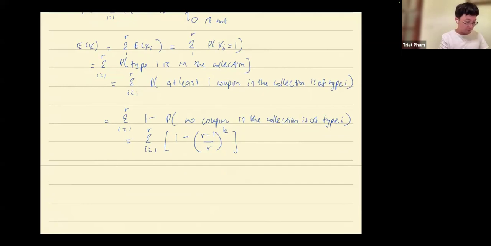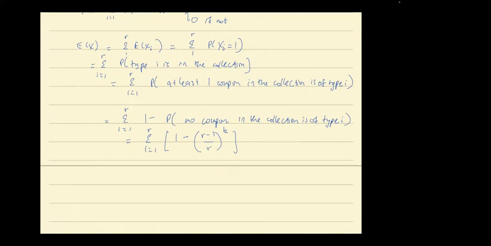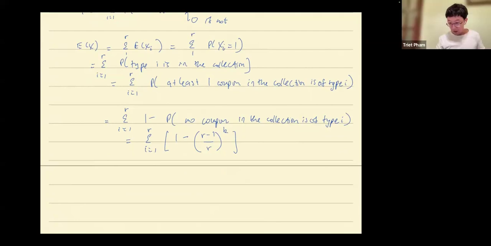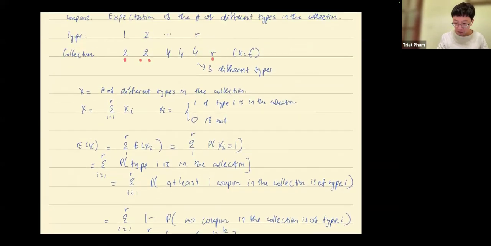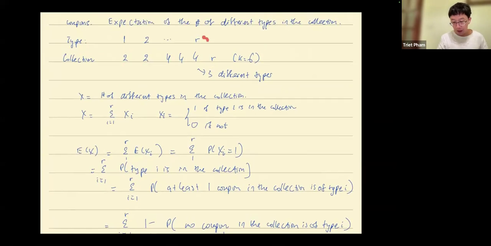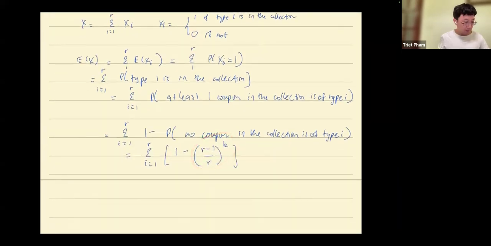Any question about this? Wait, where did you get the (R minus 1)/R to the k? So there's a type right there, right? So let's say no coupon in the collection can be of type 1. That means it can be any type other than 1, right? So the probability of that happening, let's say for the first coupon, is (R minus 1)/R, because there are R types, and then R minus 1 over R, and so on and so forth. And then these are independent, so you multiply it k times. That's raised to the k power. Does that make sense? Yeah.